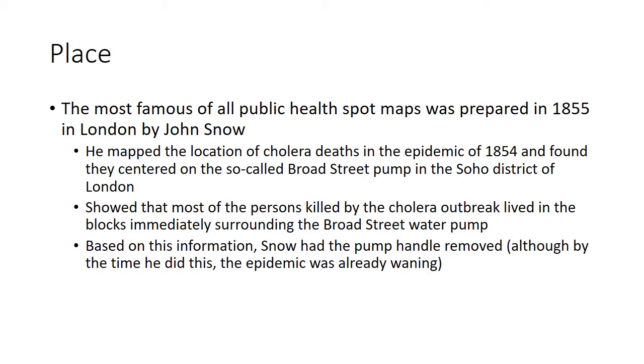I've talked about this before, but the most famous spot map was prepared back in 1855 in London by John Snow. Apparently he knew something about cholera outbreaks, because he was able to look at these outbreaks, see where people were living, and link it back to a particular water pump that had been infected on Broad Street in London. By having the pump handle removed, basically inactivating the pump, people had to get their water from elsewhere, and this led to a lot fewer people being infected with cholera in that particular area.